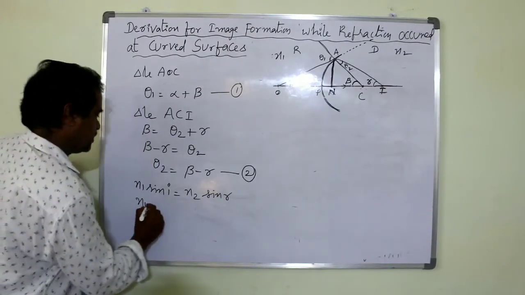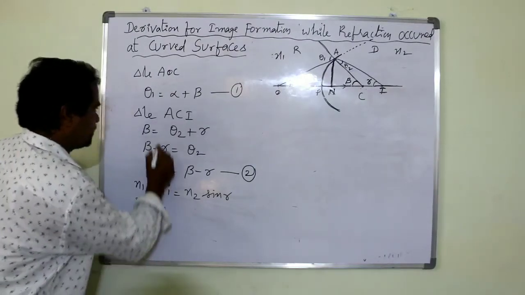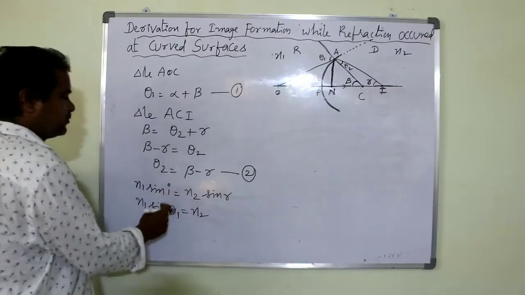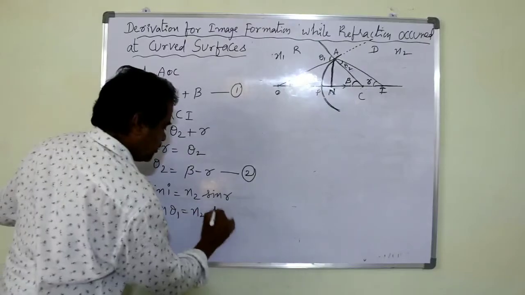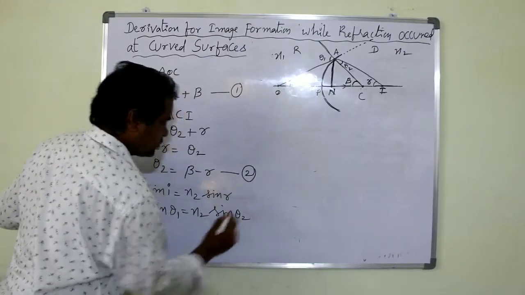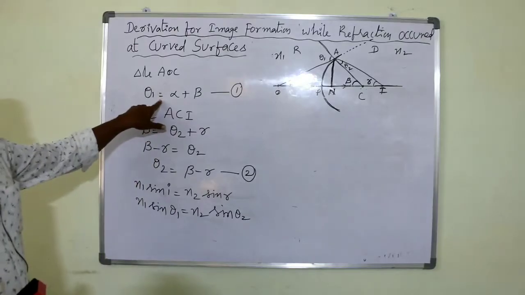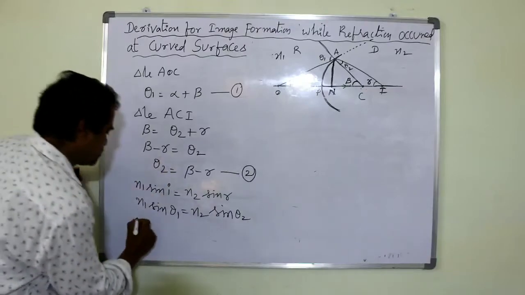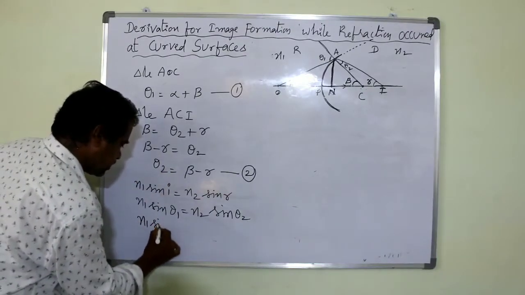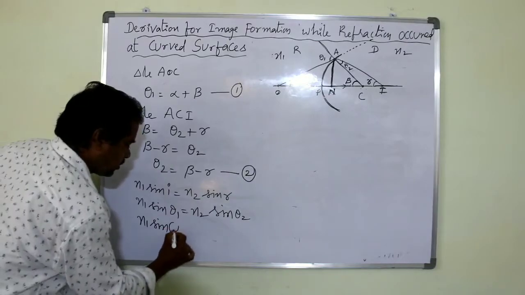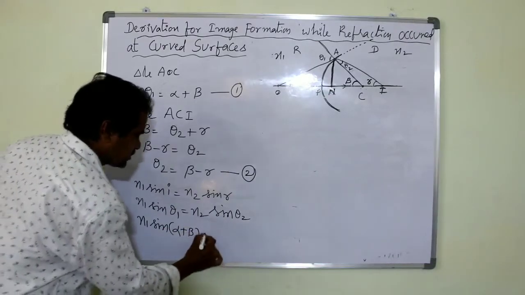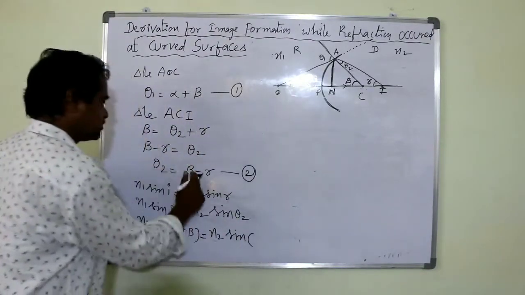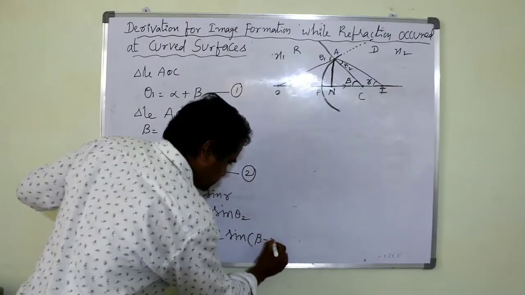Substitute the angle of incidence and angle of refraction in this equation, we get N1 sin theta 1, because here the angle of incidence is treated as theta 1, equals N2 sin theta 2. But by doing the calculation, we get theta 1 is equal to alpha plus beta and theta 2 is equal to beta minus gamma. Substitute these values in this equation, we get N1 sin(alpha plus beta) is equal to N2 sin(beta minus gamma).